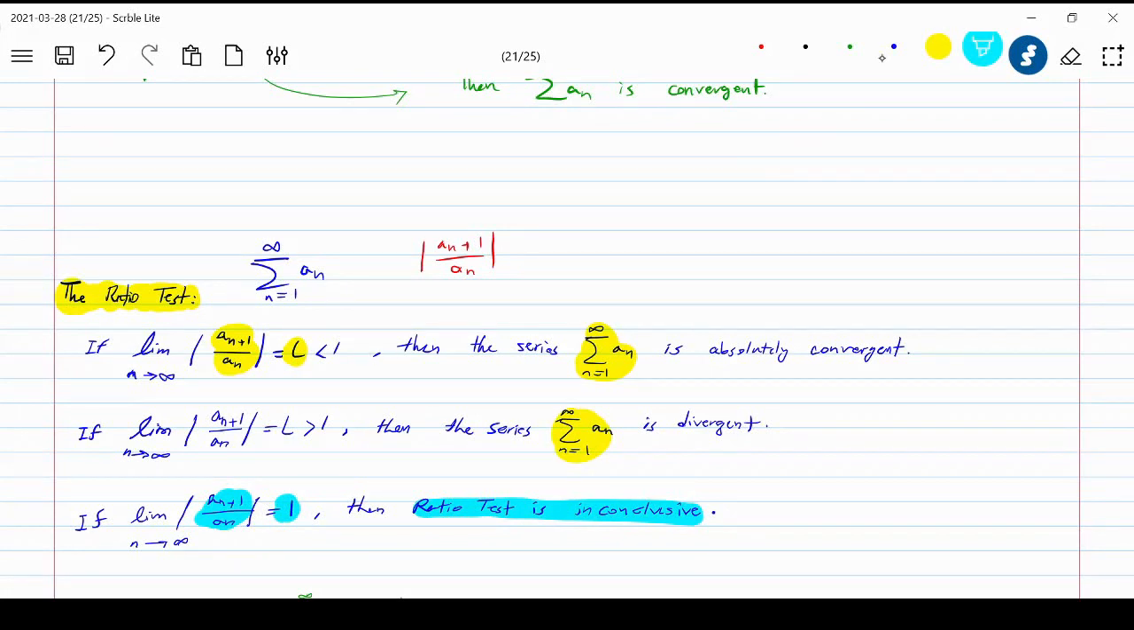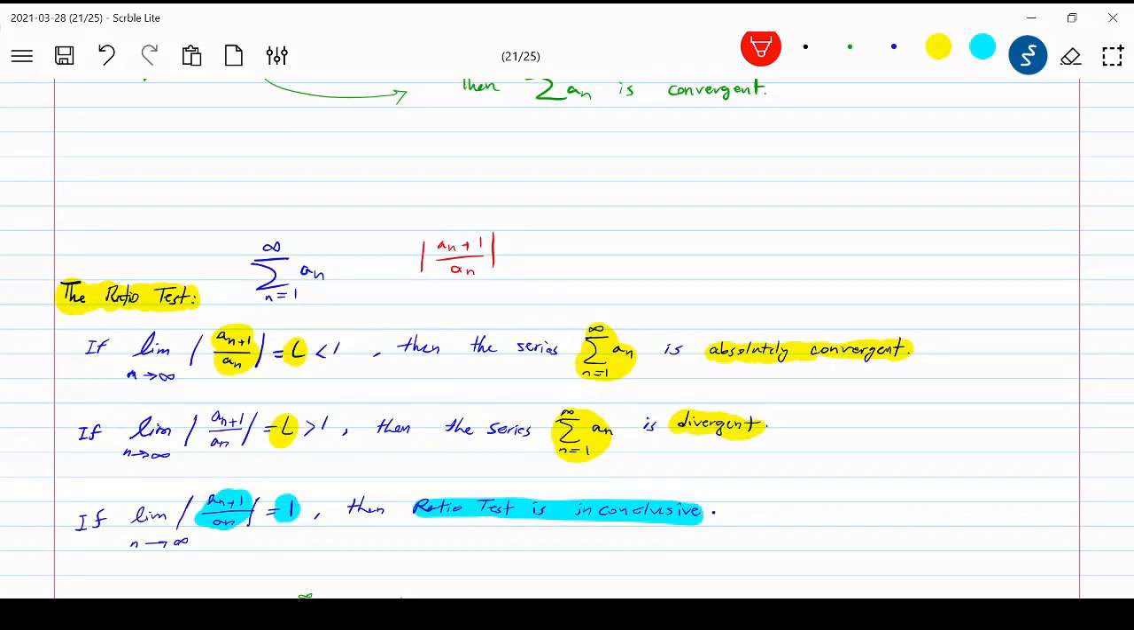So the idea is to calculate the ratio, and based on that, you can say something, not always, but if the ratio is a number less than 1, you can say it is absolutely convergent. If the ratio is greater than 1, then you can say the summation is divergent. Okay, and this is nothing complicated.